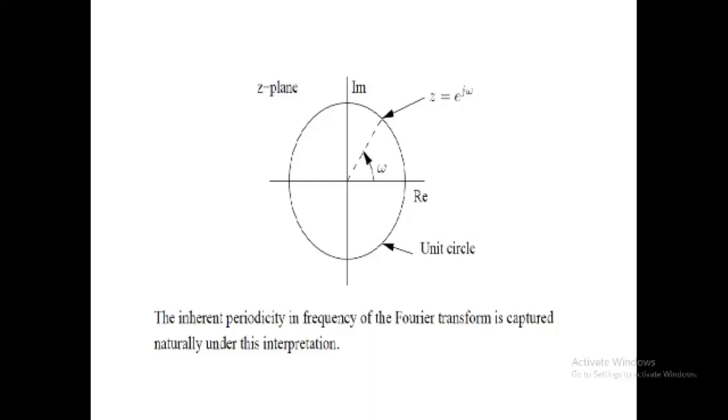The Fourier transform of x of n exists if the summation of n from minus infinity to plus infinity of x of n is convergent. However, the Z transform of x of n is just the Fourier transform of the sequence x of n into r to the power minus n.